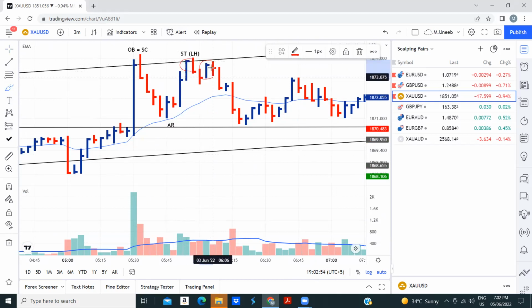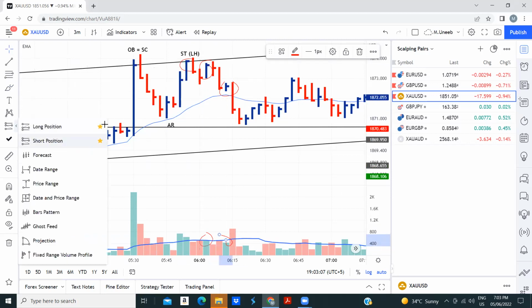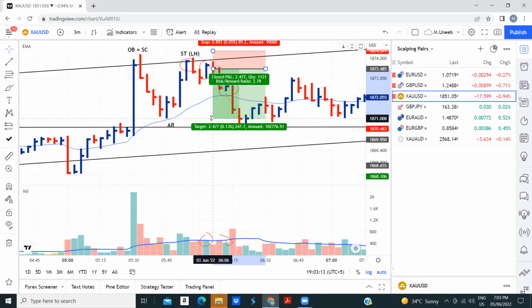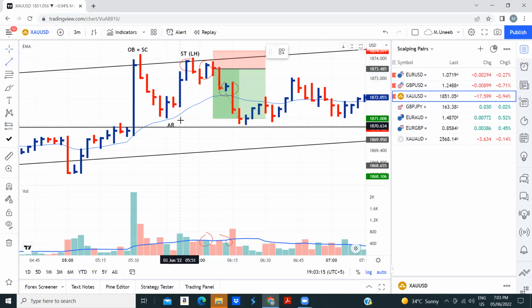But how about this bar here? Effort versus no result. Okay. How about this bar here? Again, effort versus no result. So there are multiple positions we can take this trade. Got it? So we can take a position right from here. Stop loss would be just right above here. Our take profit would be this last one, 2.78. This AR line. Got it?